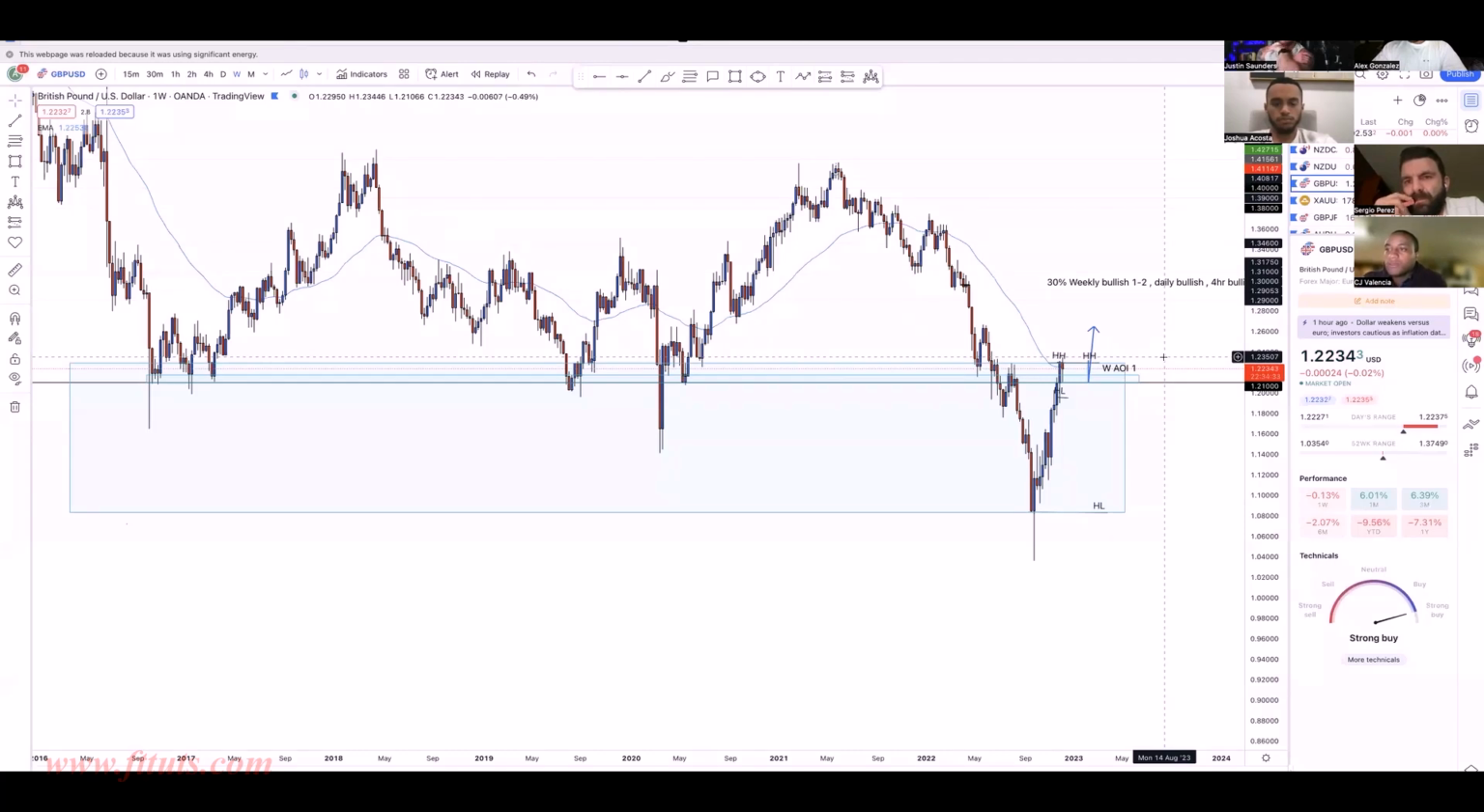Simple, clean, easy, super easy. So now we know we want this pullback here in order to go to the upside. Then we keep it going, because there's a chance that price can break through here and not go up and keep going down. It needs a bigger retracement, whatever the case is.